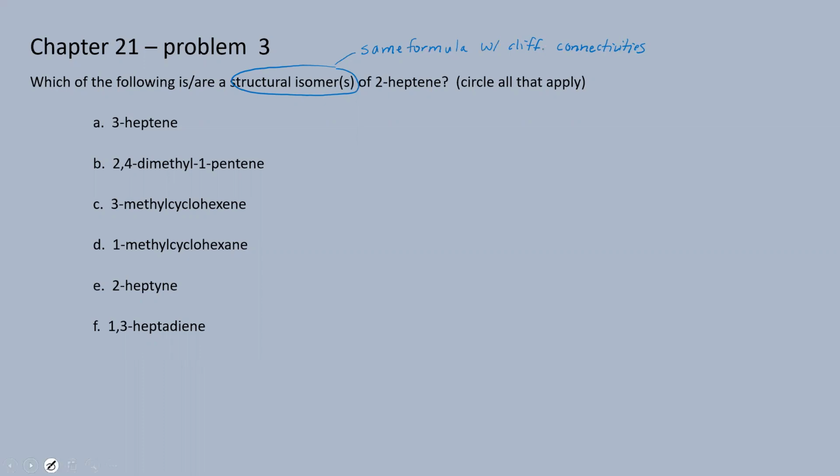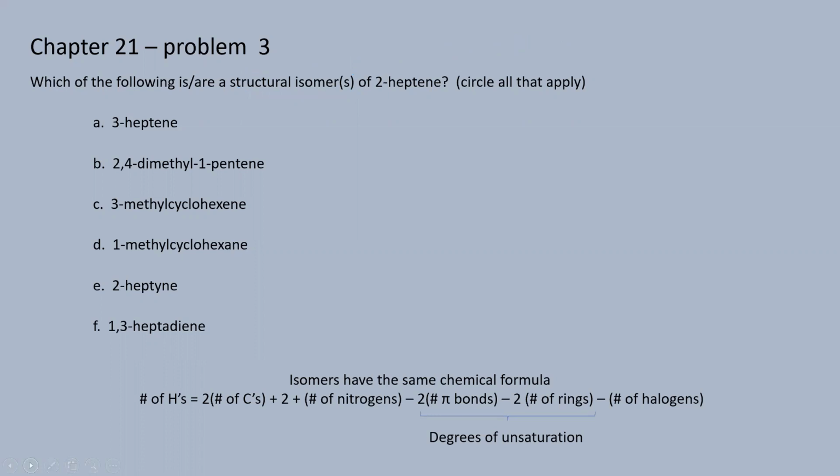So I'm going to jump to this next slide where we have this formula here. If you want to get the number of hydrogens, it's 2 times the number of carbons plus 2 plus the number of nitrogens, subtract the number of pi bonds times 2, the number of rings times 2, and the number of halogens. In essence, we can do this problem without actually drawing out these structures.